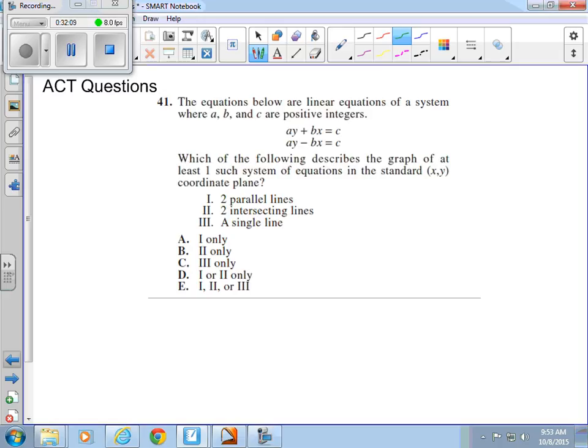Well, we know that if we get 0 equals 0, or something like that, then they're the same line. If we get a number equals a different number, they're parallel lines. And if we actually get an answer, they're intersecting, right? They set this up very well for elimination, because the B's already cancel if you add down. So you get 2AY equals 2C. Could you get Y by itself? So this is two intersecting lines. I can find an answer.